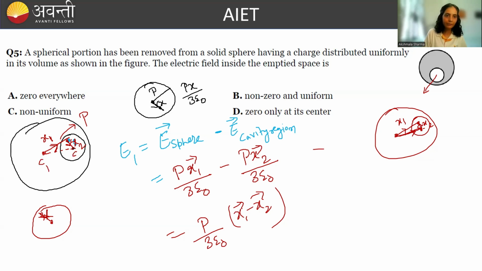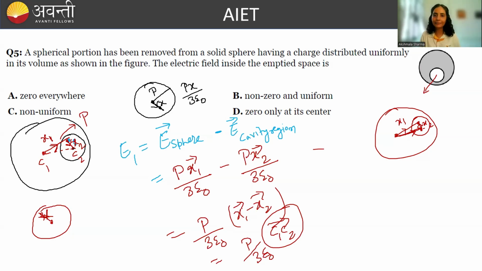So let's say this is C1, this is C2. So rho by 3 epsilon naught, C1 C2. So C1 C2 is a constant vector, right? Distance between these two centers will remain constant. So this whole term is constant. That means electric field inside cavity has a constant value, and also its direction is constant because C1 C2 has a direction of this. So inside cavity, electric field will be in the direction of C1 C2.